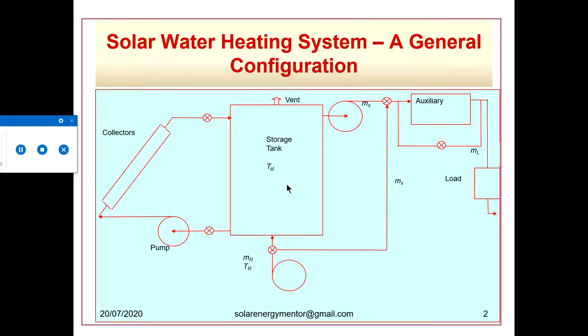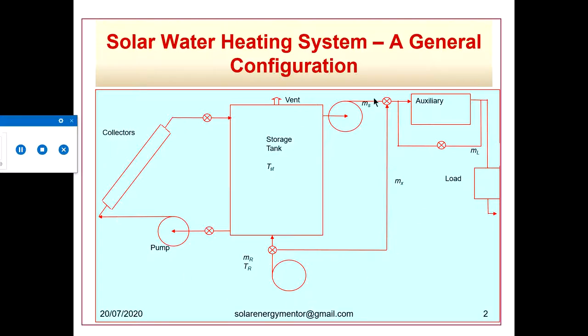In that case, if the temperature of water is less, then an auxiliary is needed to heat the water further to the load temperature. For example, if the demand is hot water at 60 degrees Celsius, and the storage tank has hot water at 55 degrees Celsius, then 5 degrees Celsius of further heating is needed in the auxiliary. If the solar system produces hot water at a sufficient temperature, then this auxiliary is bypassed, and the water goes directly to the load.